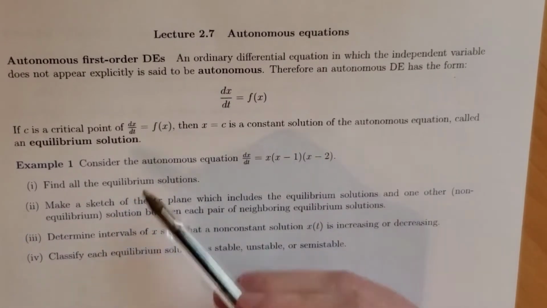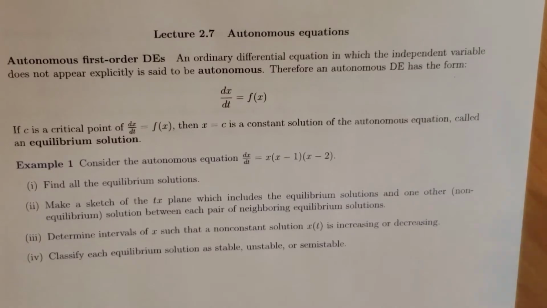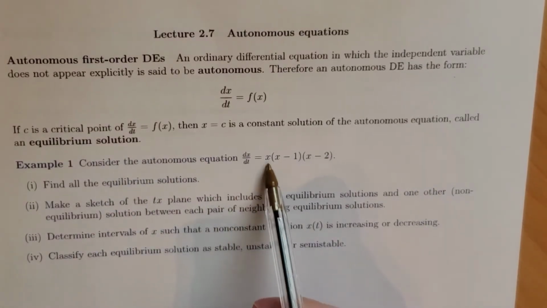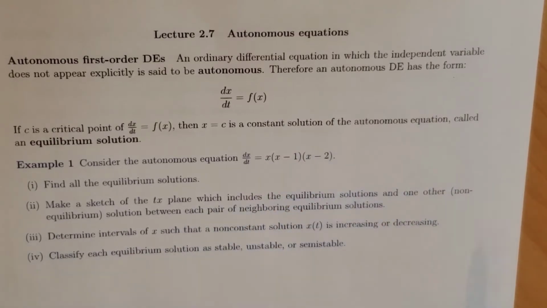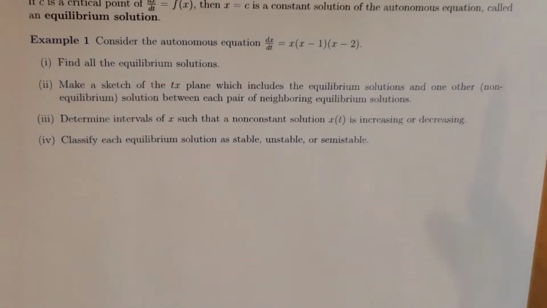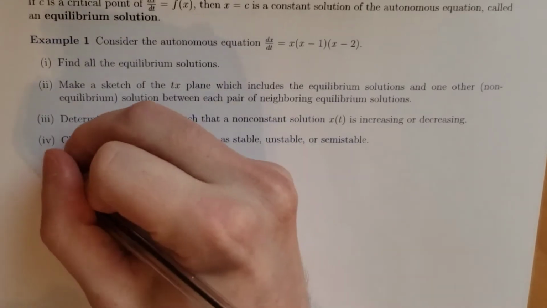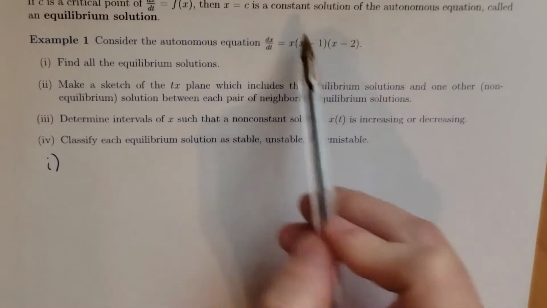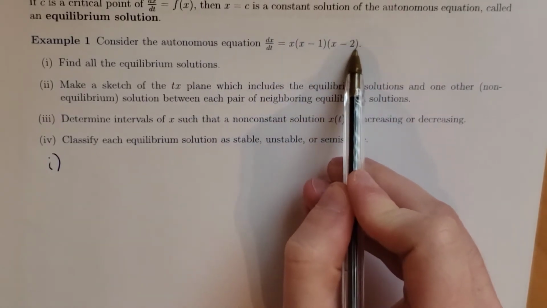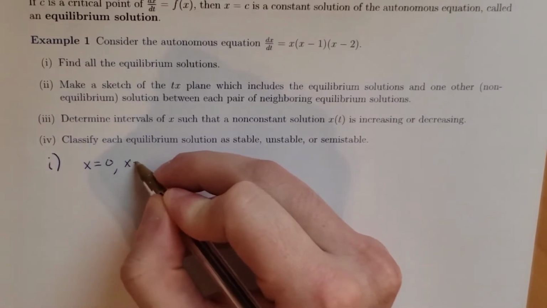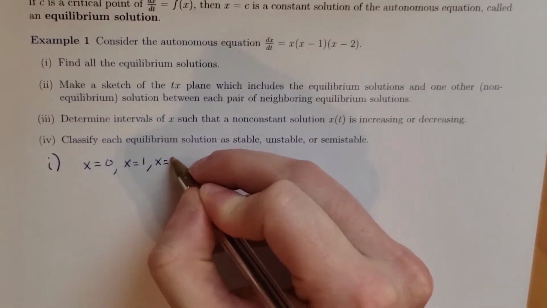So let's just go ahead and try to figure out what's going on here with an example. Let's consider the autonomous equation dx/dt is equal to x times (x minus 1) times (x minus 2). The first thing we want to do is find all equilibrium solutions. Well, according to this statement up here, this is just the critical points of our equation. So x equals 0, x equals 1, and x equals 2.